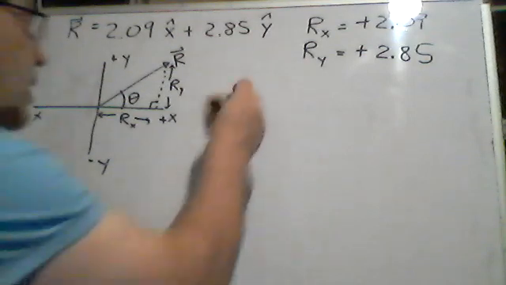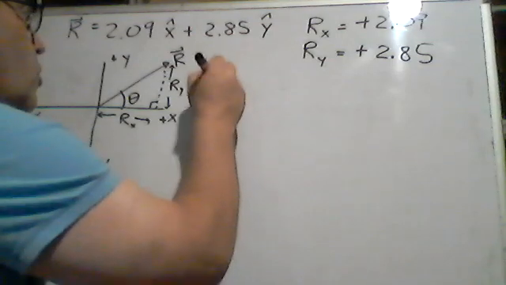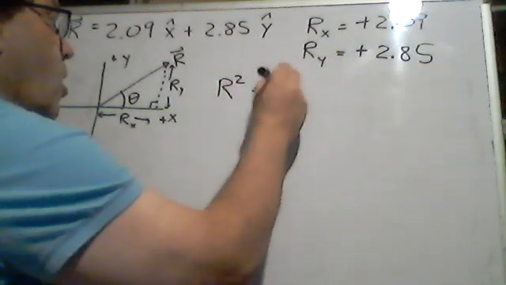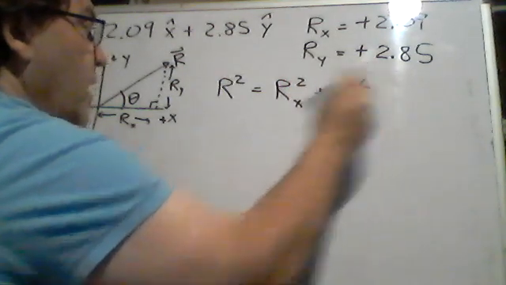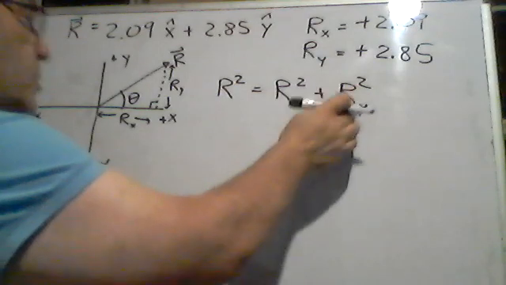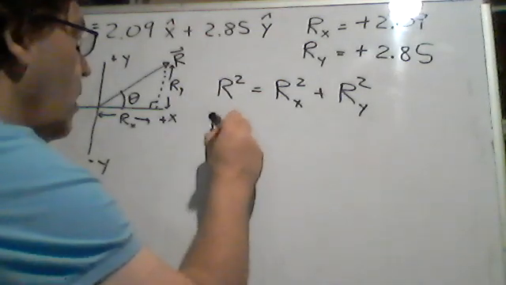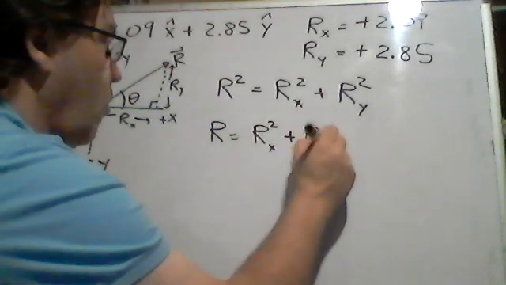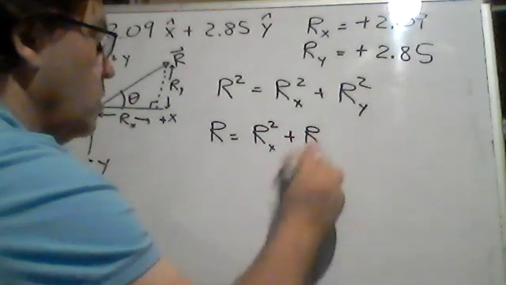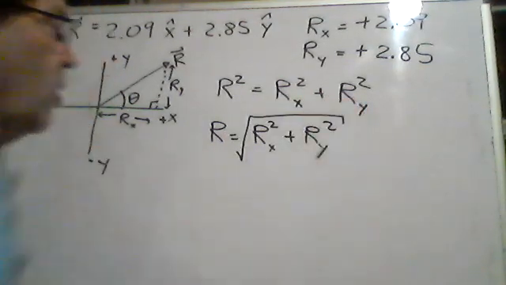Now, I know that c squared is, well, just write it down, r squared is r sub x squared plus r sub y squared. So instead of having a squared plus b squared equals c squared, I have r sub x squared plus r sub y squared equals r squared. And then I can basically take the square root of both sides. R is the square root of r sub x squared plus r sub y squared.